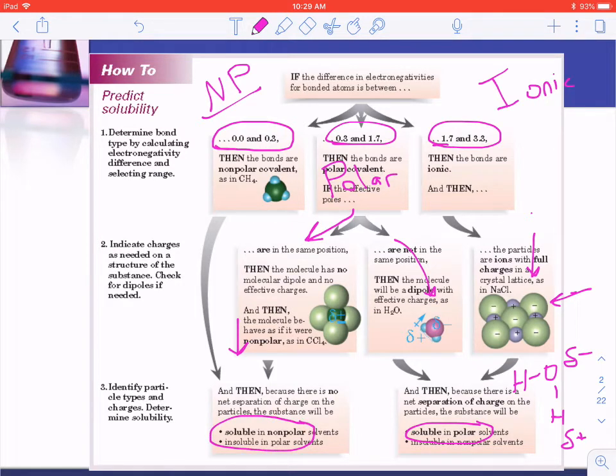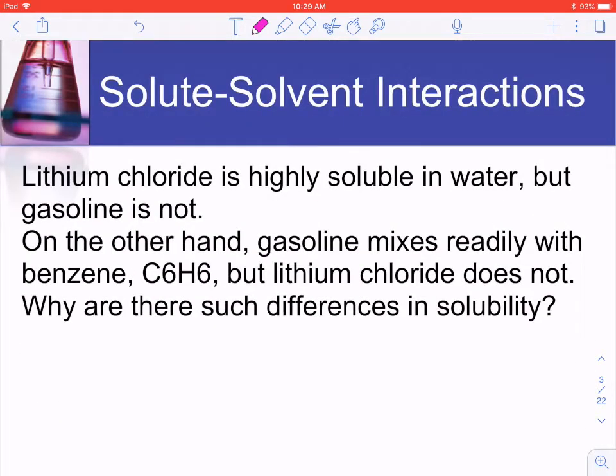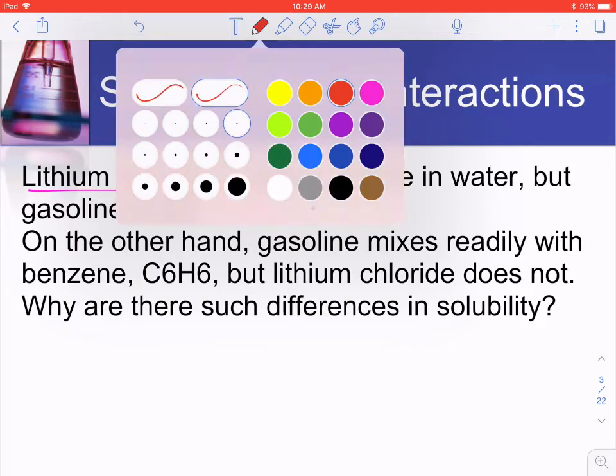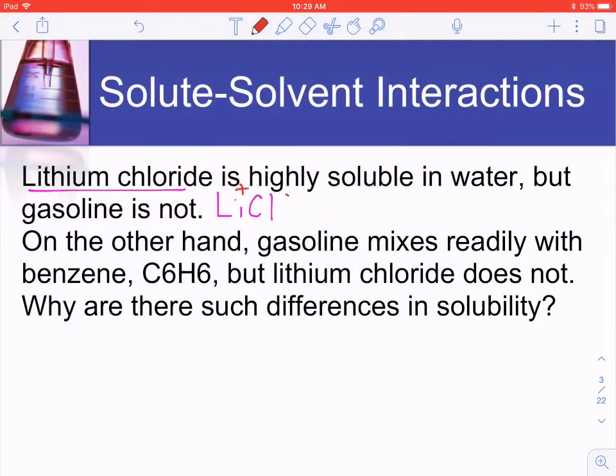So this is kind of a review of what we've done in covalent bonding, but the big take-home message is that at the end of the day, things that have similar polarities dissolve in one another. So for instance, lithium chloride is LiCl. This is an ionic compound. It would have full-blown positive and negative charges, so lithium would be positive, chlorine would be negative. This is soluble in water. Water, remember, is H2O, and it has some partially positive on the hydrogen and partially negative on the oxygen.